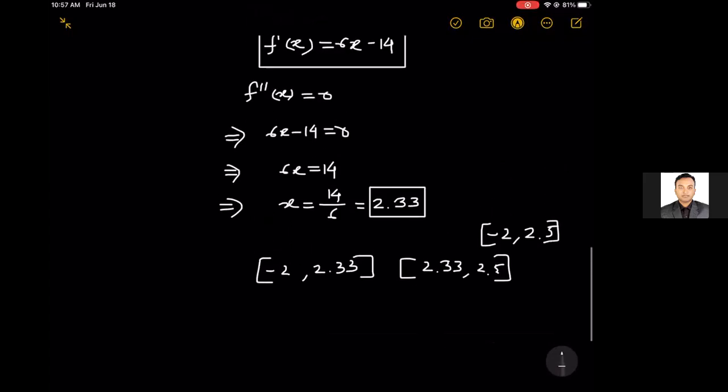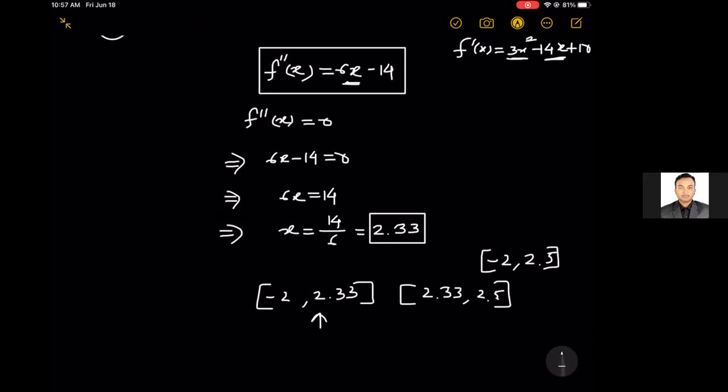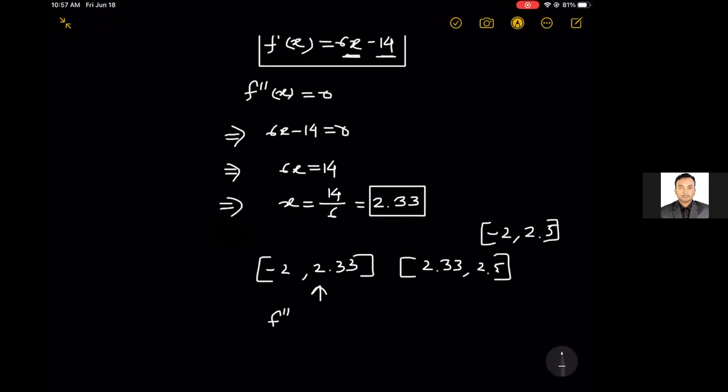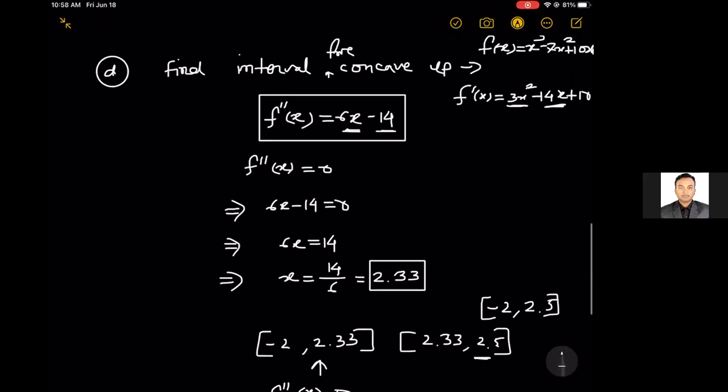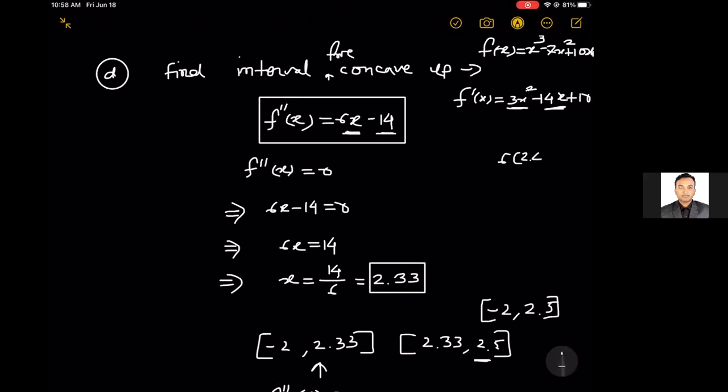So if we plug in a value here, let's just say we can pick 0 from it. Excuse me. 0 is pretty easy to plug in. So if we plug in 0 here, this becomes 0, we get -14. So our second derivative is negative on this interval, right? And if we plug in any value from this, let's try 2.4. So 6 times 2.4 minus 14. Can anyone calculate it for me real quick?